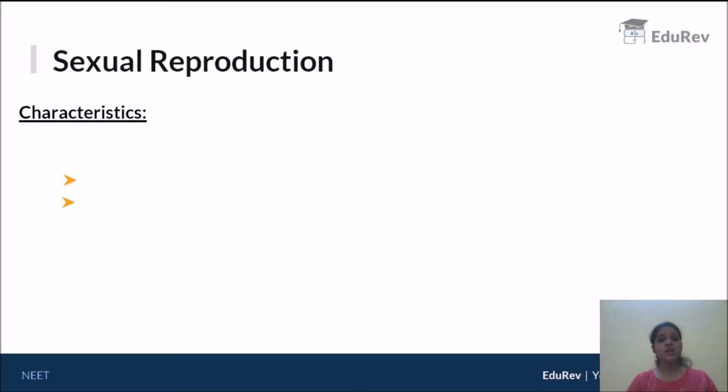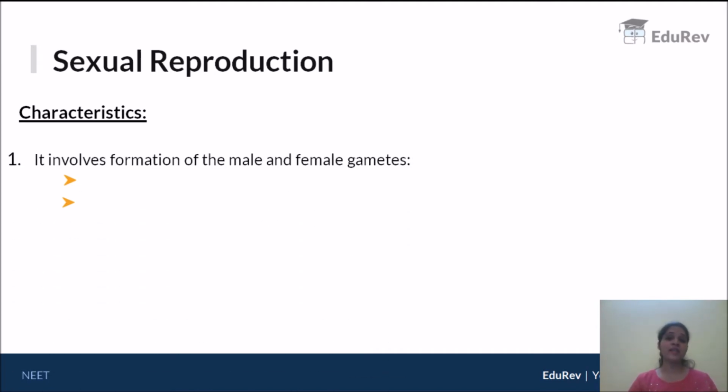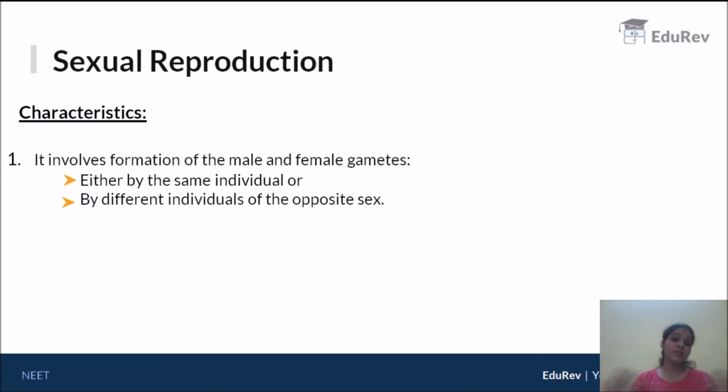Now, to start off with an introduction on sexual reproduction, obviously we know that sexual reproduction requires two gametes to fuse together, and there are four important characteristics that we must consider. The first characteristic is, obviously, if you want gametes to fuse, you must have the formation of the male and the female gamete. However, male and female gametes can be formed in two different ways. For example, both gametes can be formed in the same individual, or you can form them using two different individuals, in other words, two opposite sexes.